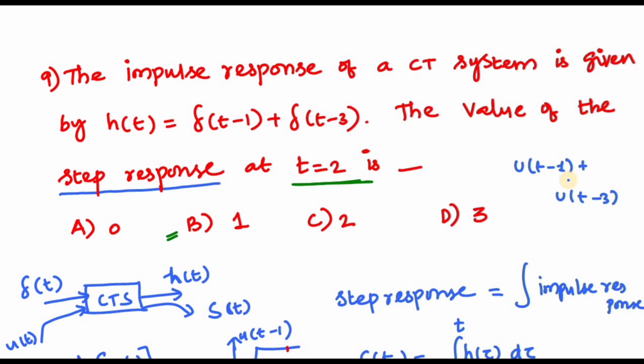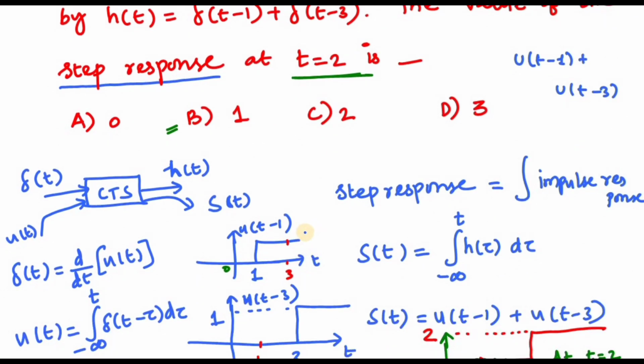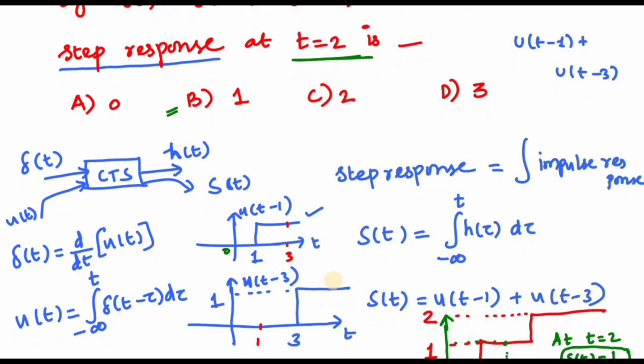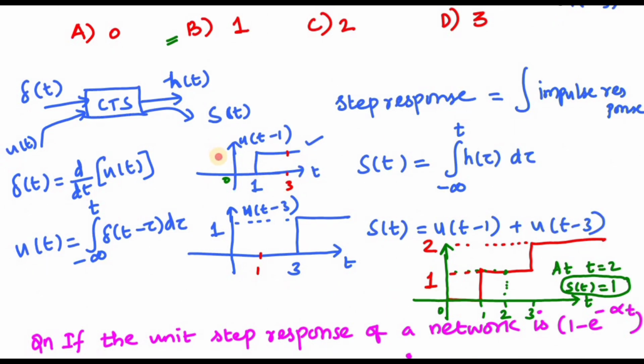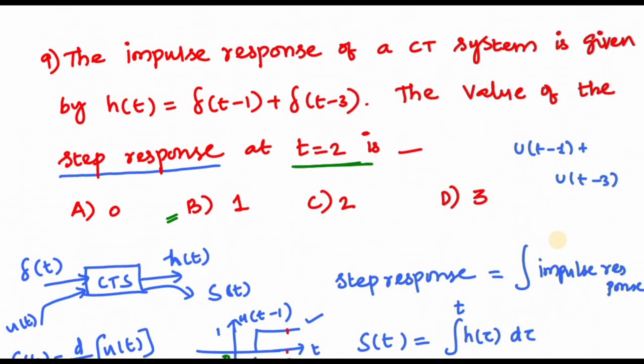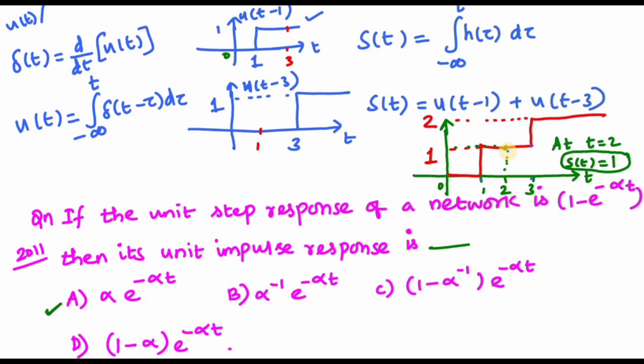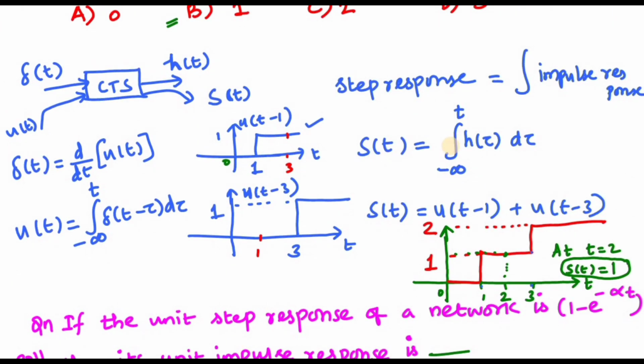So how to write u of t minus 1? It is delayed by 1. So this is u of t minus 1, and u of t minus 3 I can write like this. If I add these, since the magnitude is 1 and 1, from 1 to 3 it is 1. From 3 it goes to 2, because 1 plus 1 is 2. So this is the function. They are asking the step response at t equal to 2. At t equal to 2, you can see the value of the step response is 1. So the answer is 1.